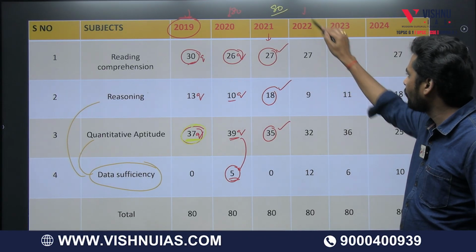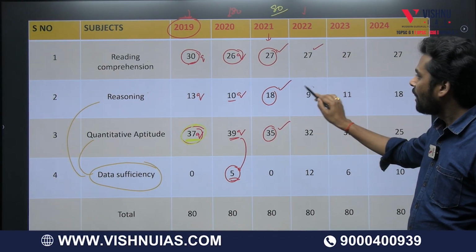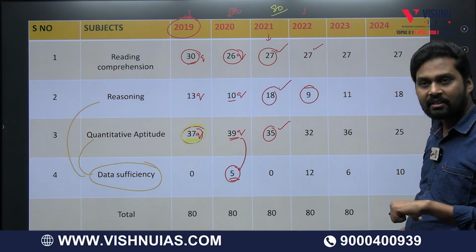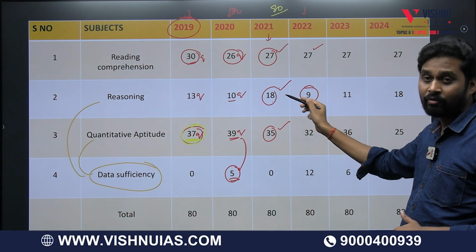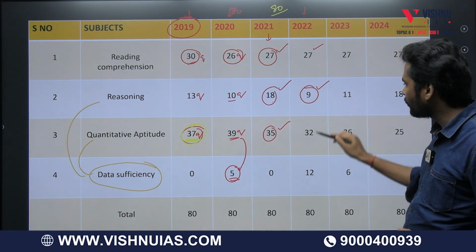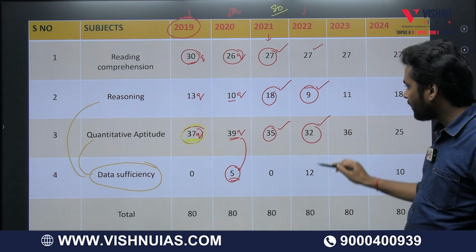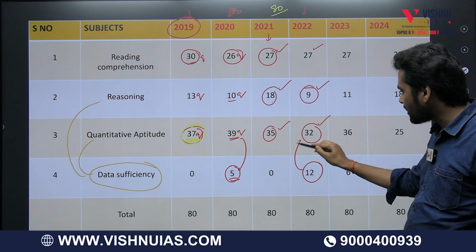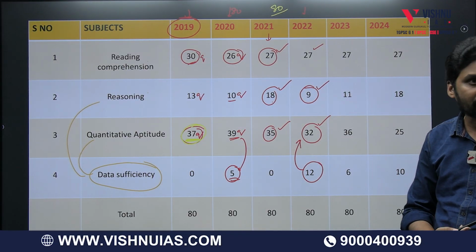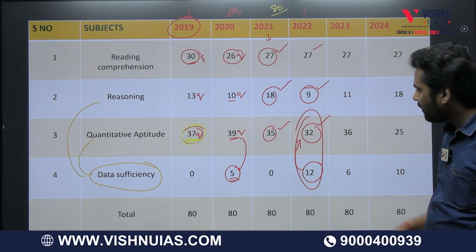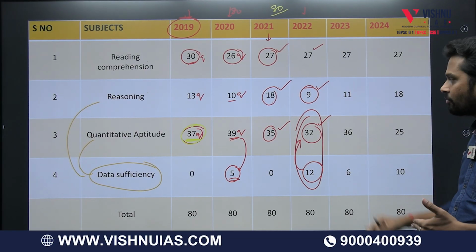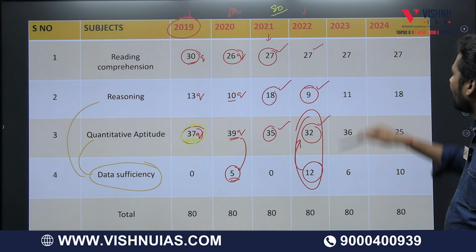Even in 2022, 27 questions were from comprehension. Again, the reasoning questions were drastically decreased. Almost half of the questions were cut down compared with the previous year. These are 9 questions, and quantitative aptitude 32. Data sufficiency, again, is maximum related to quantitative aptitude questions only. Which means that again almost all 40 plus questions were given in quantitative aptitude.